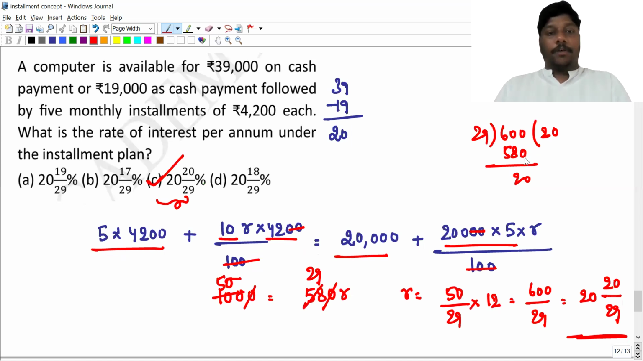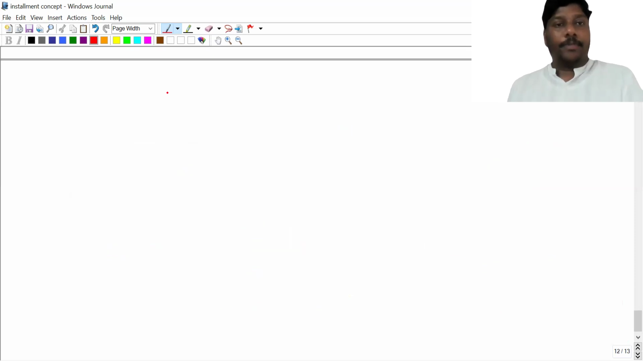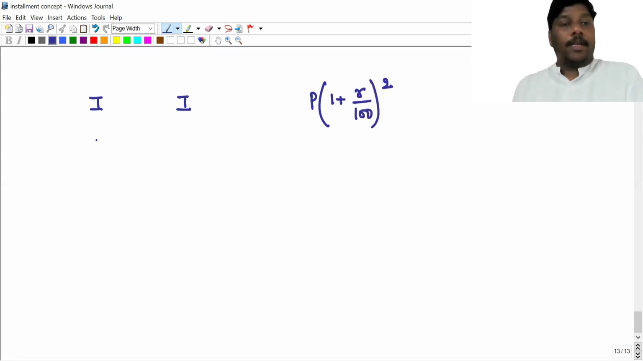Now we'll see the concept based on compound interest. See, there's not much difference between simple and compound in the way of writing. For example, if you are taking 2 years of interest, 2 installments, amount becomes P into 1 plus R by 100 whole square. This is for 2 years, right? So the first installment, you're putting it at the end of first year. This is the end of second year.